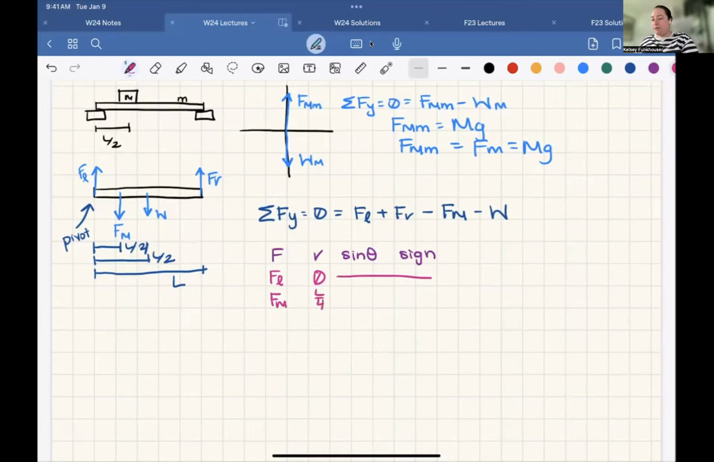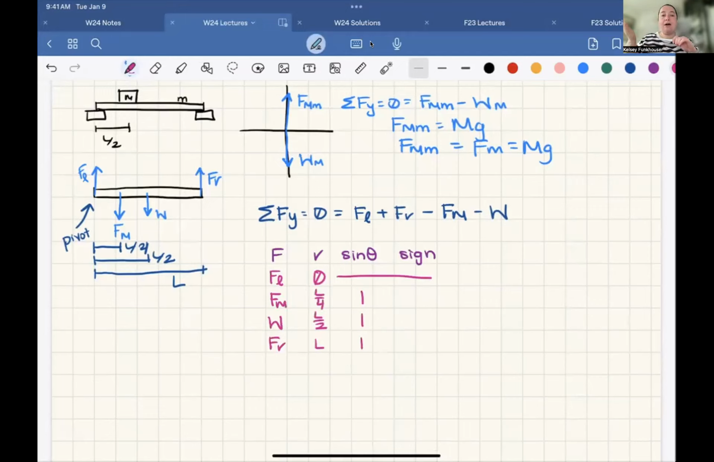And the angle between the rod, or the radial line, and the force is 90 degrees, so sine 90 is 1. And we'll get to the sign of the torque in a second after we just do this for all of them. The weight force, that one's at L over 2, also sine 90. And finally, FR is at L and also 90.